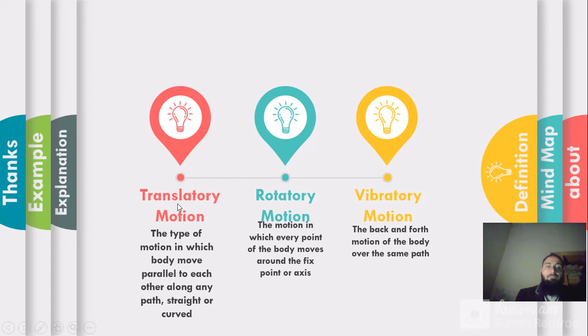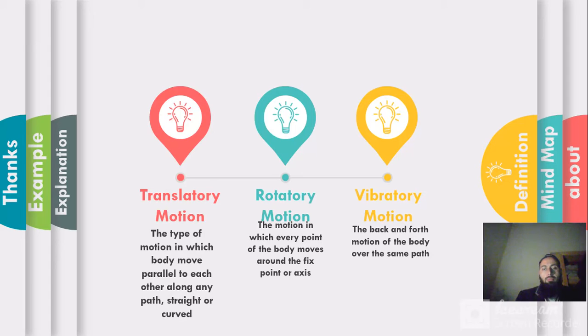Translatory motion. A type of motion in which bodies move parallel to each other along any path, straight or curved, is called translatory motion. It means the whole body is moving in any path, straight or curved.